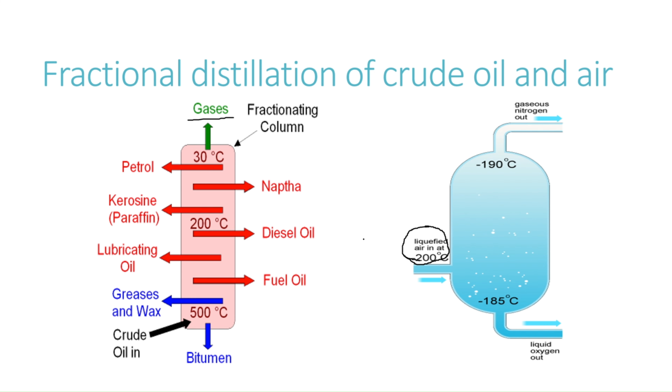Then it goes into the fractional distillation column where it is warmed. The temperature will rise from minus 200 degrees Celsius to minus 190 degrees Celsius, and at that temperature nitrogen gas will distill out. Then the temperature will rise again till minus 185 degrees Celsius. At that temperature, oxygen will move out. So the process of separation occurs due to the differences in their boiling points.